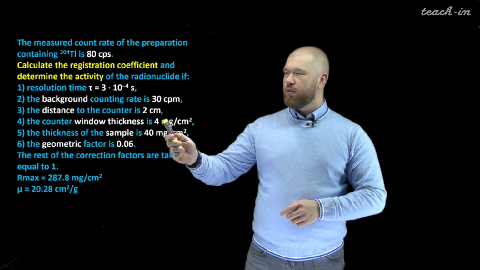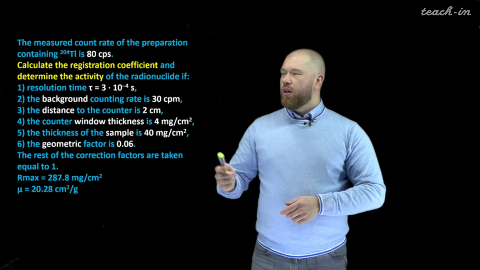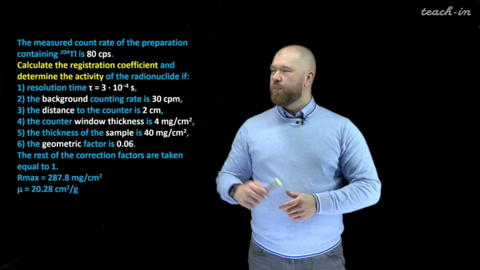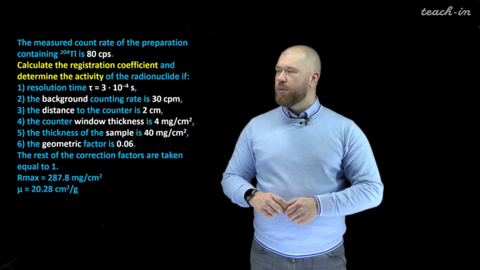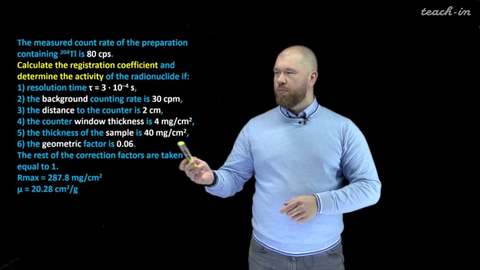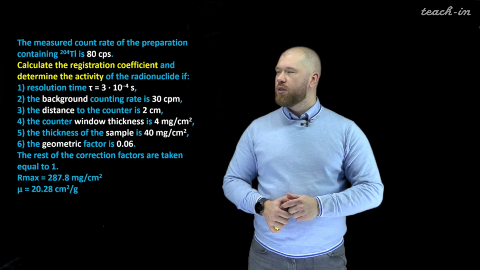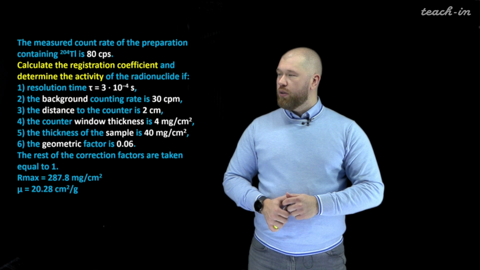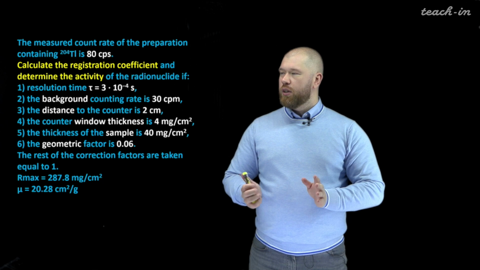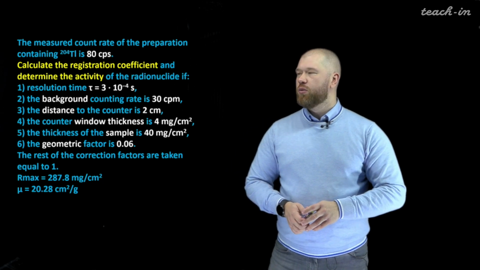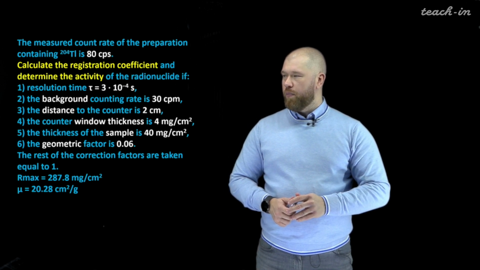The distance between the sample and the counter is 2 centimeters. The counter window thickness is 4 milligram per squared centimeter. The thickness of the sample itself is 40 milligram per squared centimeter. And the geometric factor is 0.06. All the other correction factors, all these other parameters are taken equal to 1.